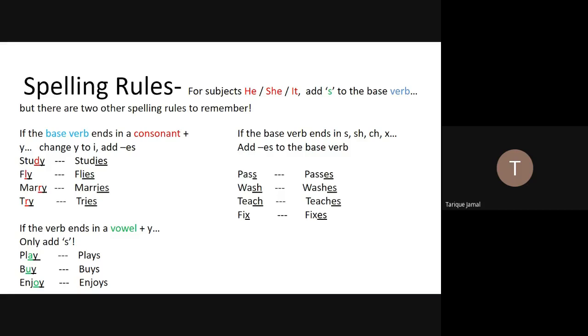If the verb ends in a vowel plus y, right? And what are the vowels? You guys should know that, right? And I'm going to tell you this time. A, E, I, O, U, right? Remember that. So if the verb ends in a vowel plus y, only add s. Okay? So examples are right there. Play, add s, plays. Buy, B-U-Y, vowel U, buys. Enjoy, J-O-Y, right? Just add s.